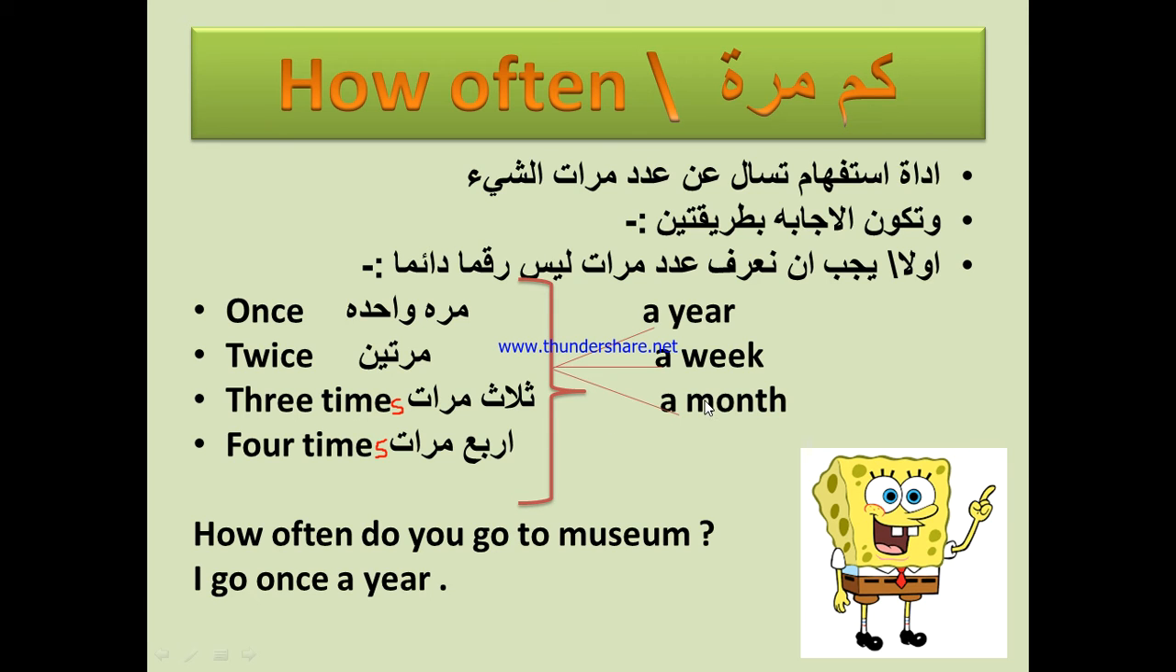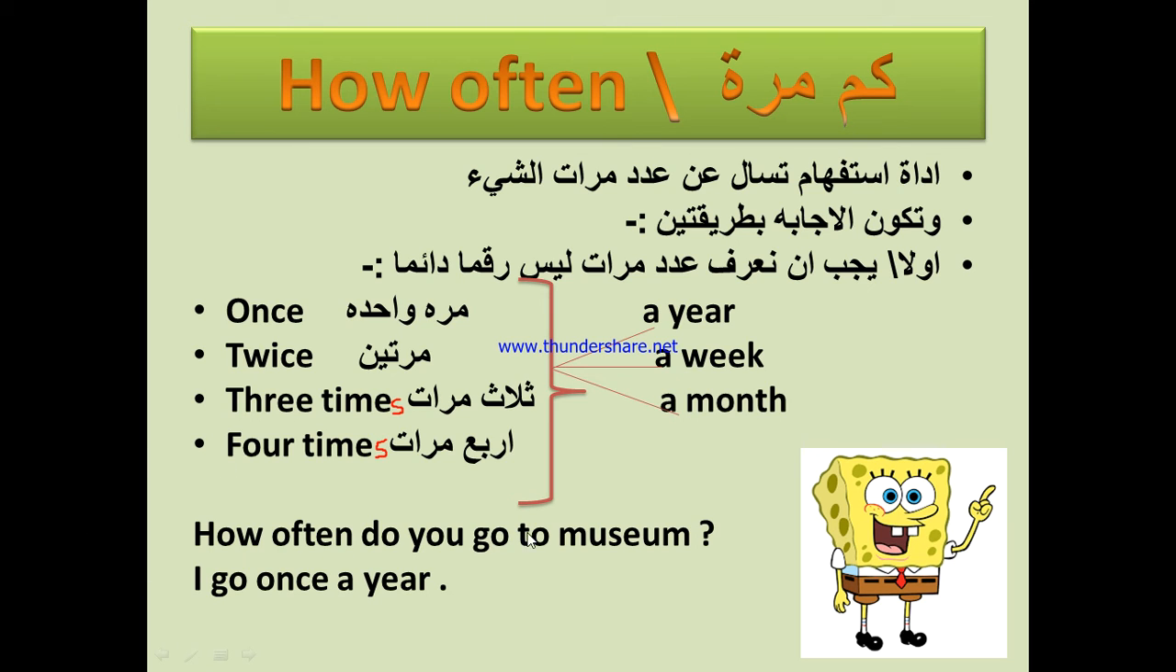Okay. When I ask you about how often, you should answer me just like this. تجاوبني مثل ما مكتوب قدامك. Okay. In front of you, just like the right in front of you. مثل ما مكتوب قدامك. How often do you go to museum? كم مرة تذهب إلى المتحف؟ museum متحف. I go once a year. أنا أذهب مرة واحدة بالسنة. مو أجاوبه I go one a year. no. بيكون جوابي once a year. okay. once مرة واحدة.